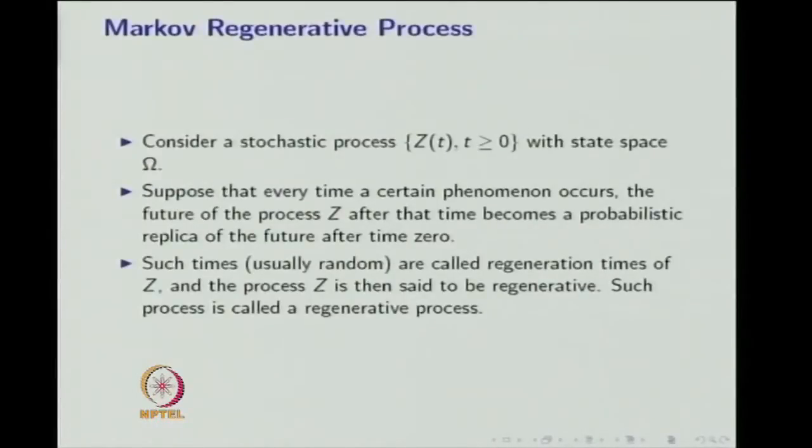Now, we are moving into the second part of lecture 3, that is the Markov regenerative process. Consider a stochastic process Z of t with the state space omega. Suppose that every time a certain phenomenon occurs, the future of the process Z of t after that time becomes a probabilistic replica of the future after time 0.